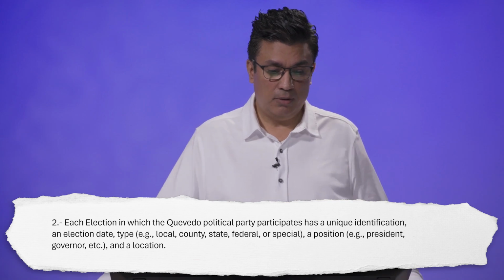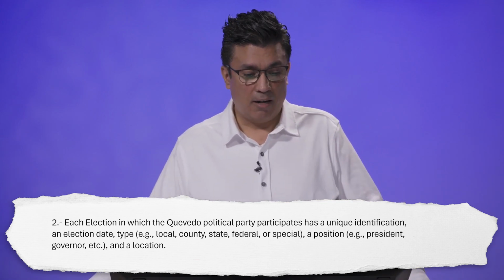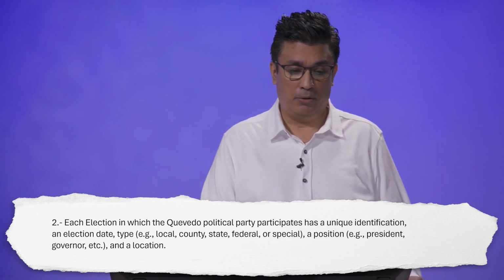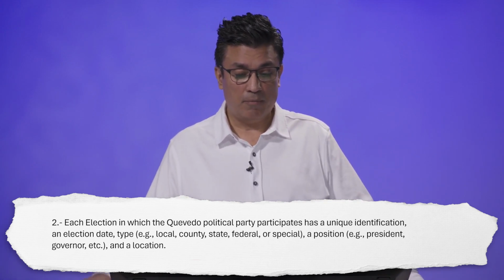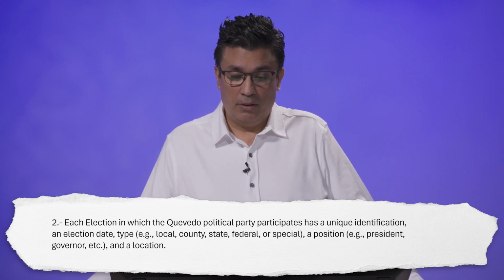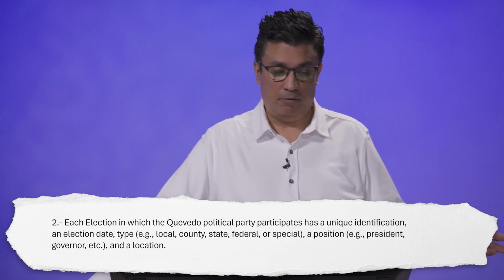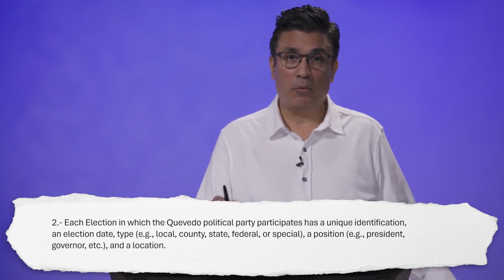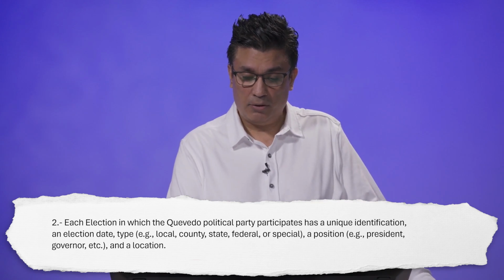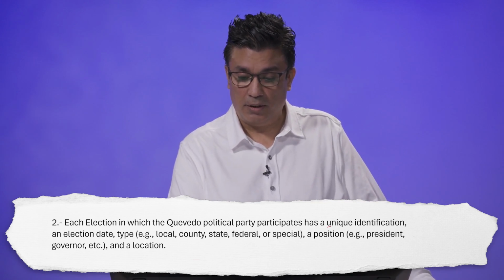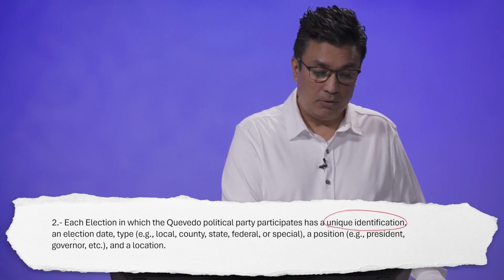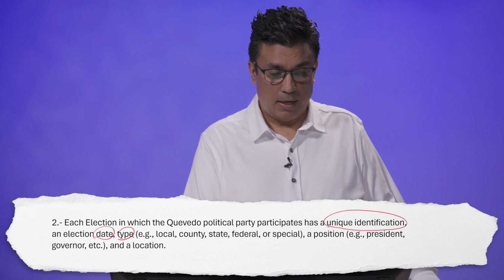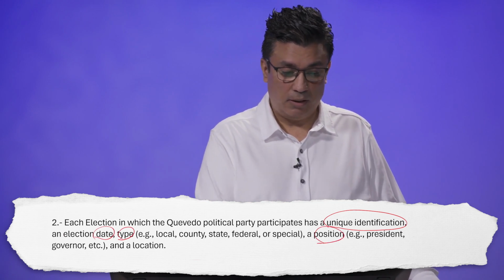Now for election type, we have possible values for the domain, what we call the domain, which is local, county, state, federal, special. Finally, we have another attribute that is position, and position can be, for example, president or a governor, and then a location. So it looks then that we have here 4 attributes. I'm just going to circle the attributes that I have here. I'm going to circle unique identification, election date, type is number 3, and position is 4, and location is actually 5.